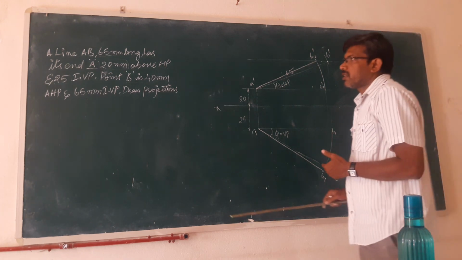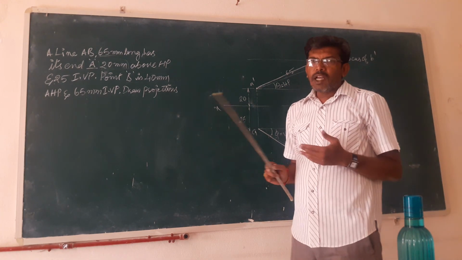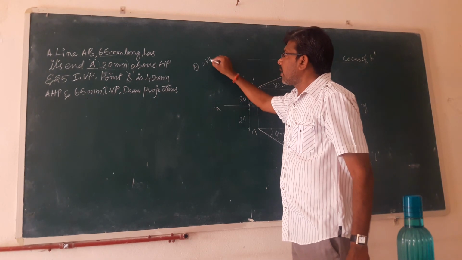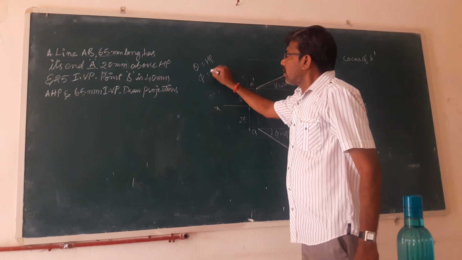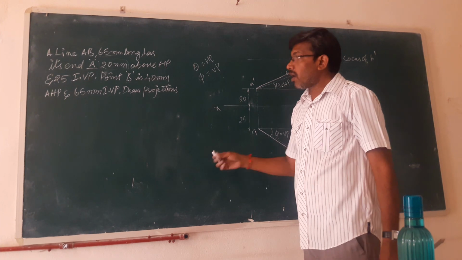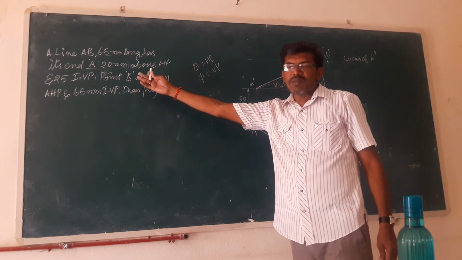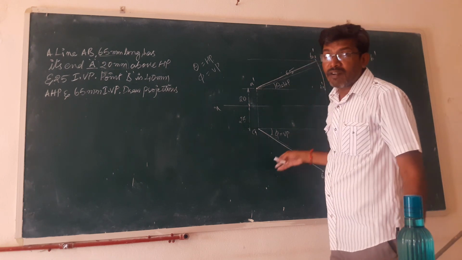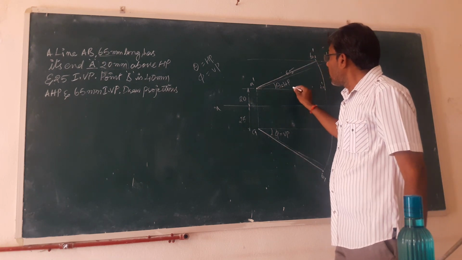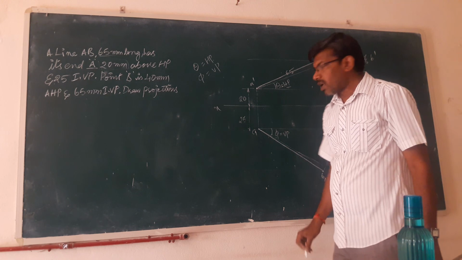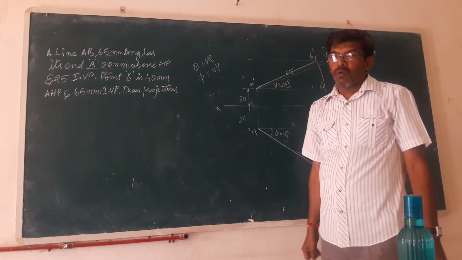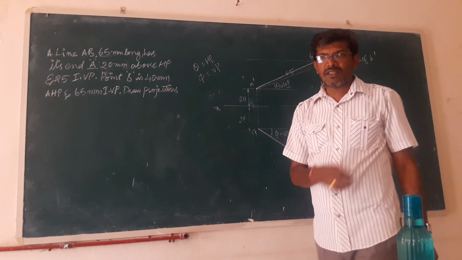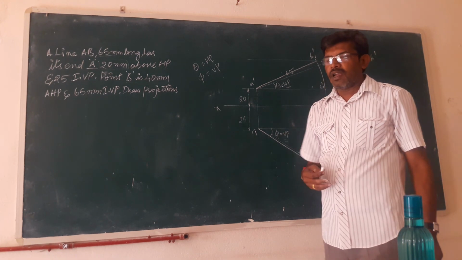In such cases, whether the inclination with the horizontal plane is given, or with the vertical plane, or the positions of the points are given. So this is the problem where the positions of the points are given and you are finding out the inclination with the horizontal plane as well as the inclination with the vertical plane. And in the same problem, how to find out the traces.